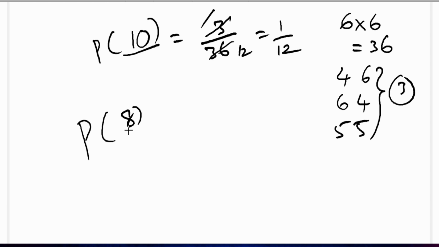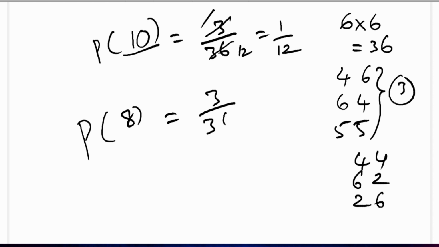Probability of getting 8. The probability of getting 8 means you have to write again, total is 36. Here the outcomes are (4,4), (6,2), (2,6). Any other? No, no other possibilities. So the probability is 3 by 36. Of course, it is 1 by 12.